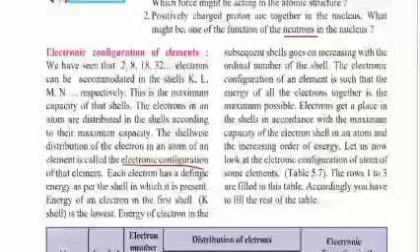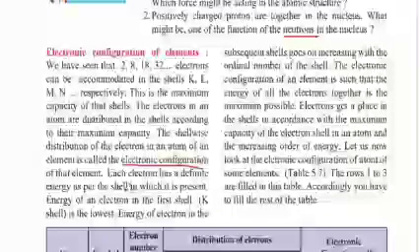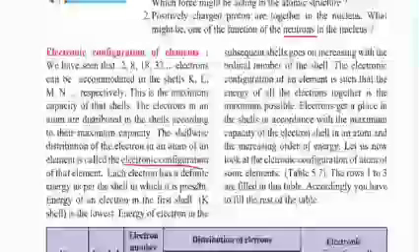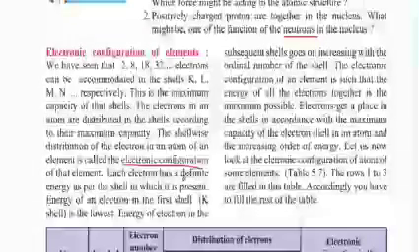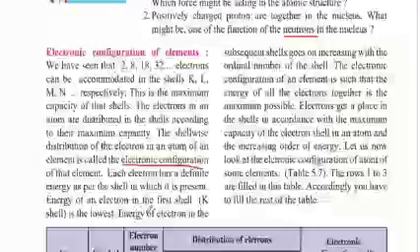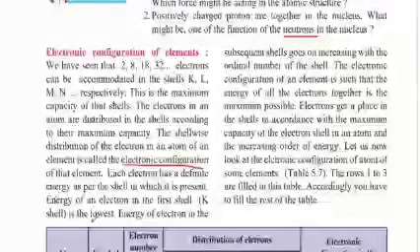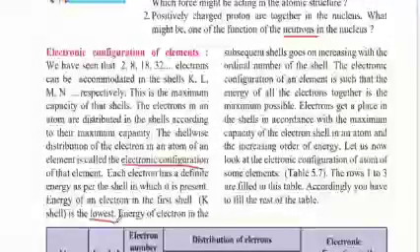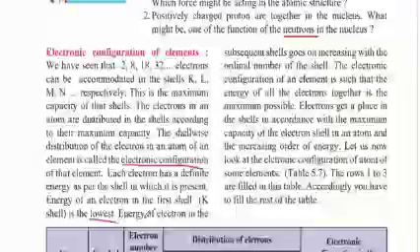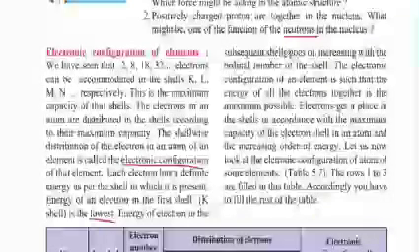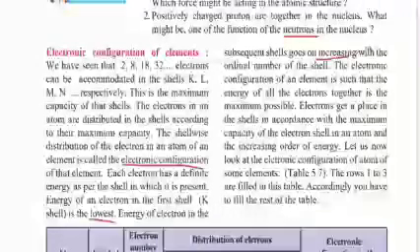Each electron has a definite energy as per the shell in which it is present. So each shell, depending on the atom, has a specific amount of energy. Energy of an electron in the first shell, that is the K shell, is the lowest. And as the shell increases in size, the energy also increases. Energy of the electron in subsequent shells goes on increasing with the ordinal number of the shell.